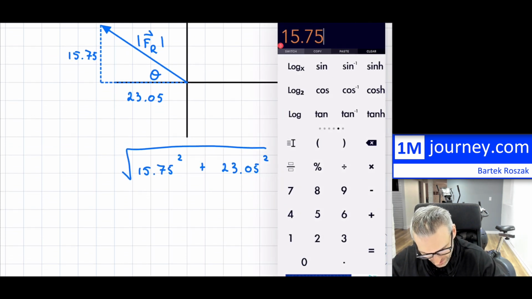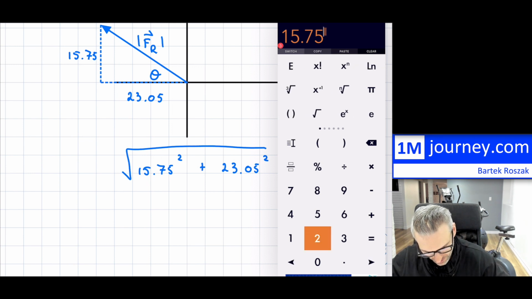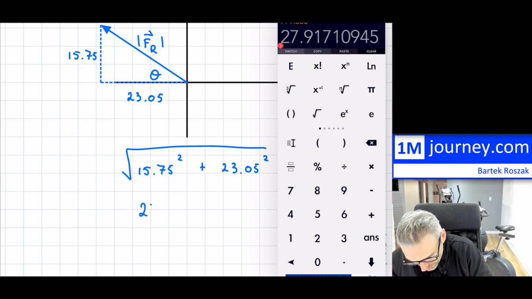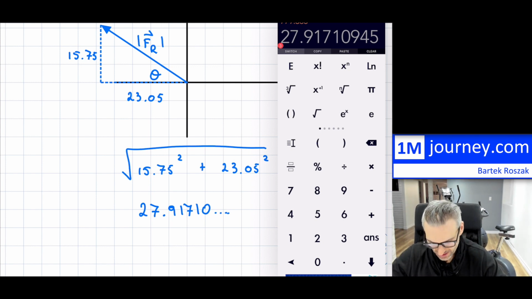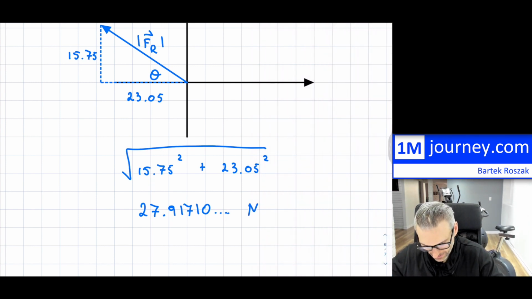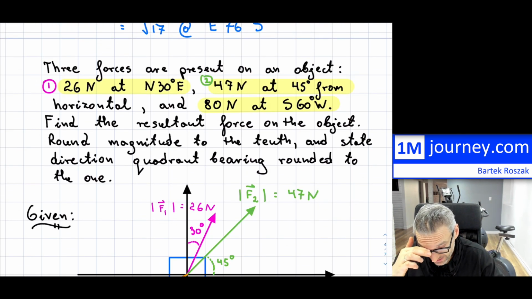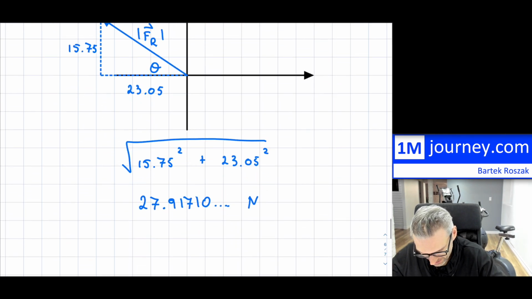Let's just square that, plus 23.05 squared. So that equals, there we go, and then we have to take the square root of this, which is taking it to the exponent of a half on your calculator, so you don't have to re-input that. That's going to be 27.9171, and so on. I know that I have to round this at some point. In the question, I think it says round the magnitude to the tenth.